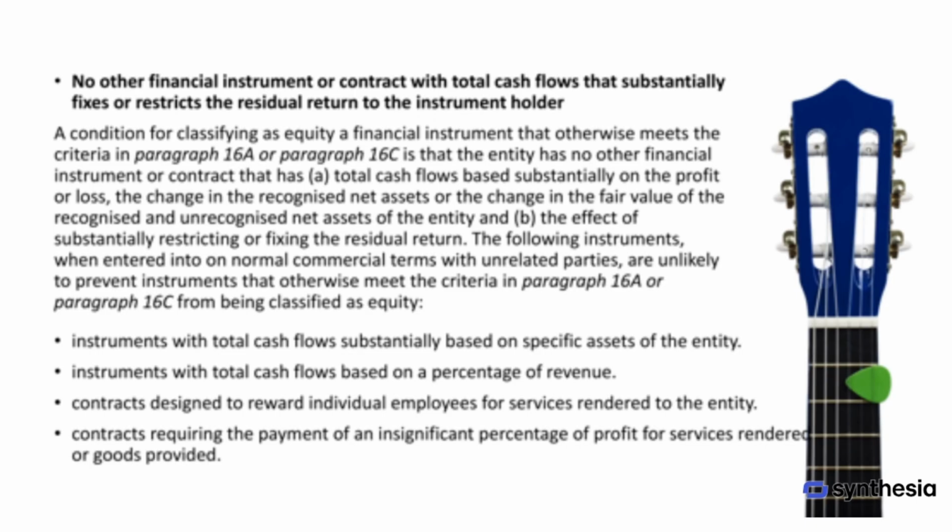Some types of instruments, when entered into on normal commercial terms with unrelated parties, are generally unlikely to prevent an instrument from being classified as equity. These include instruments whose total cash flows are based substantially on specific assets of the entity, instruments whose cash flows are based on a percentage of revenue, contracts designed to reward individual employees for services rendered, and contracts that require the payment of only an insignificant percentage of profit for services or goods provided.